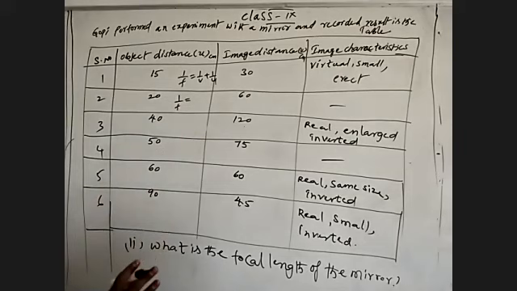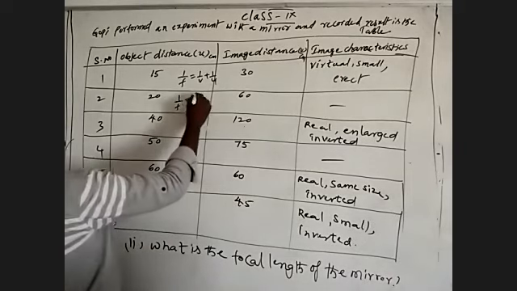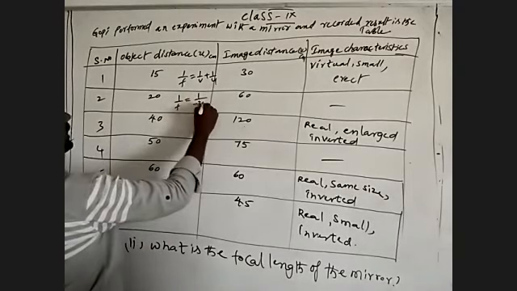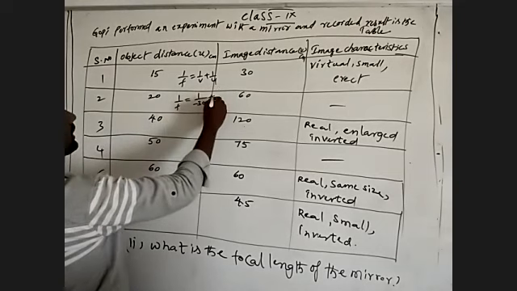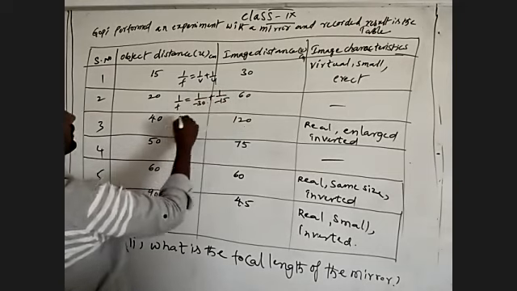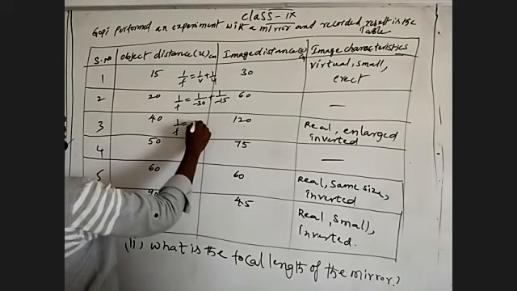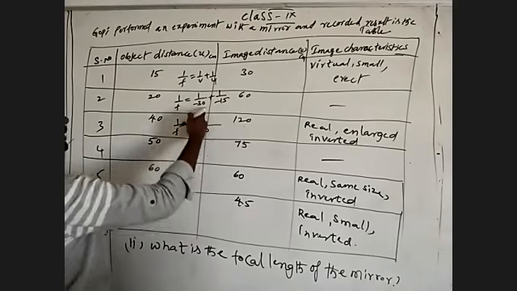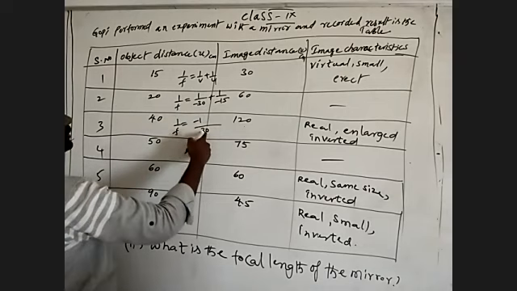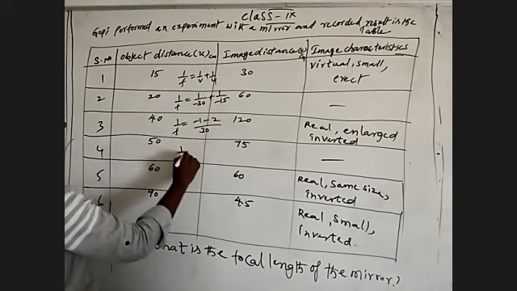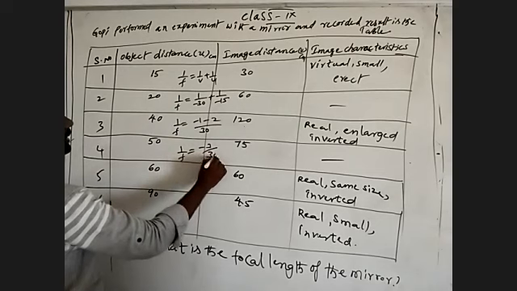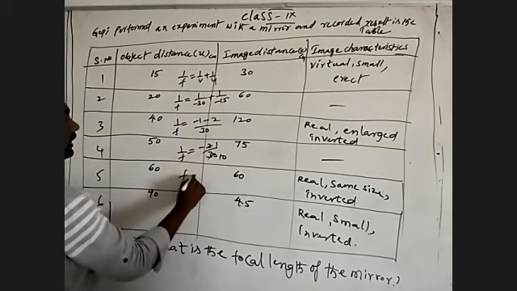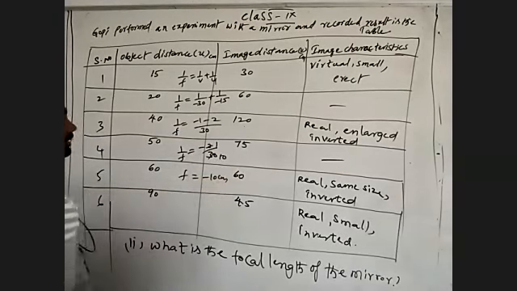For that we apply the sign convention. For the image distance, 30, and the object distance, minus 15. So 1 by f is equal to; the LCM of 15 and 30 is 30. 1 by f is equal to minus 1 over 30 plus 2 over 30, which gives minus 3 by 30. So 1 by f is minus 1 by 10. Focal length is minus 10 centimeter.